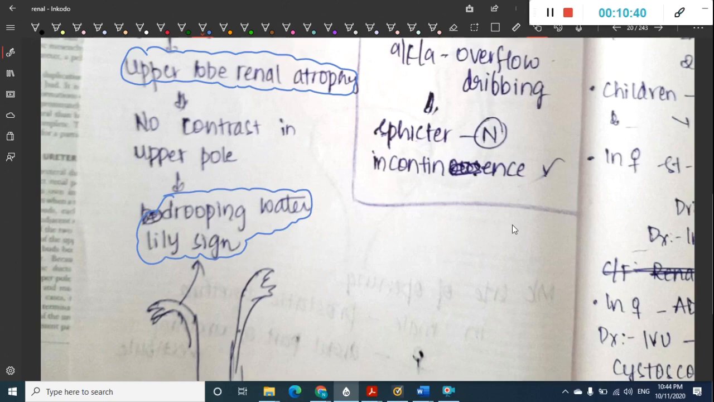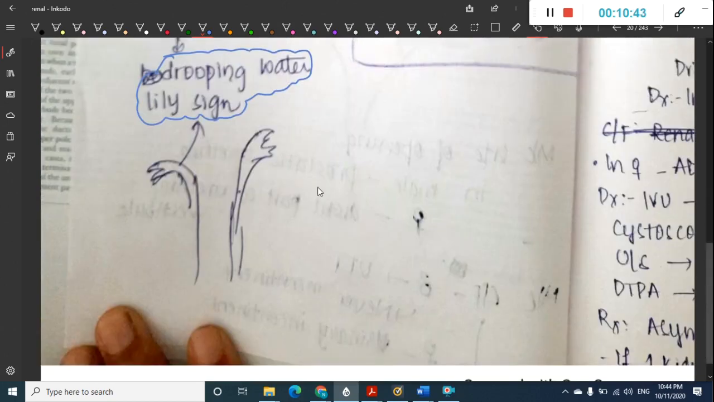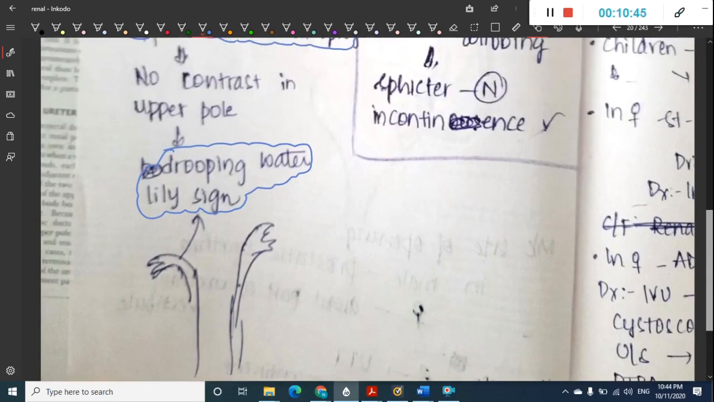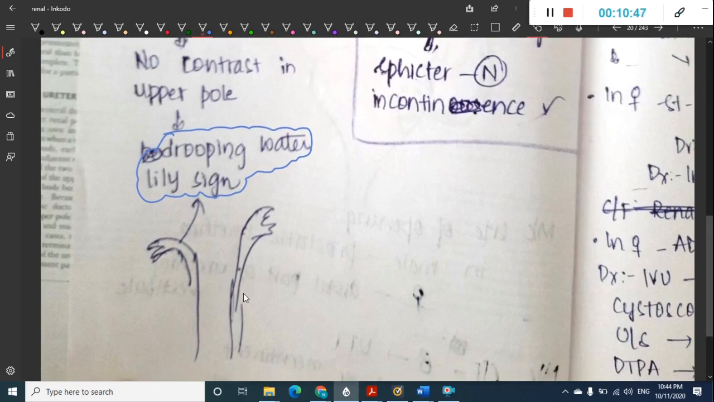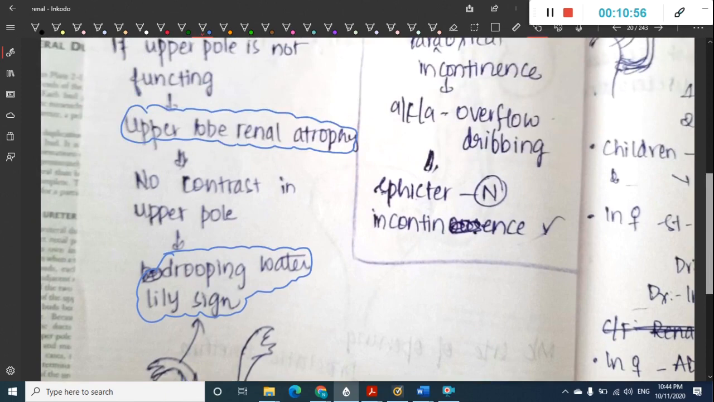As a result we get this sign, the drooping water lily sign, because the contrast is just going into the lower pole and there is no contrast in the upper pole. So the lower pole looks like a drooping lily. That is the drooping water lily sign.